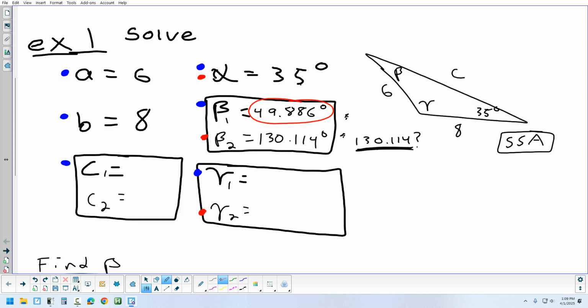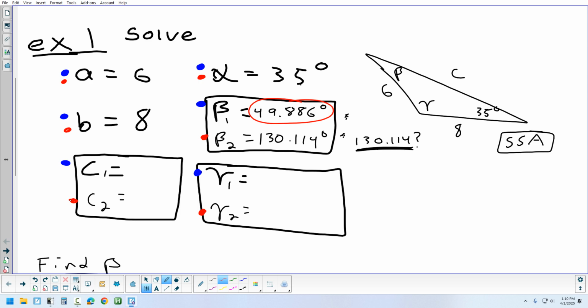What are my three sides in the second problem? A, B, and C2. Yep, A is part of the second problem. B is in the second problem. C, and C2. Okay, so that's just color coding which piece of information goes with which problem. All right. So now what I would do is finish up your angles.